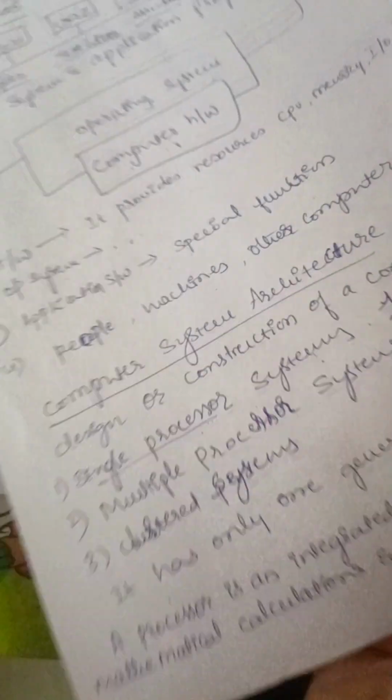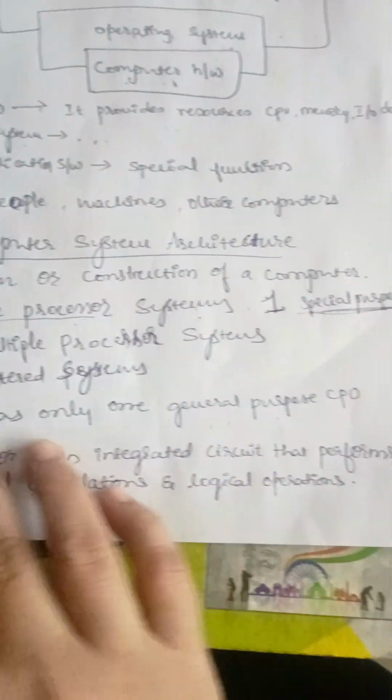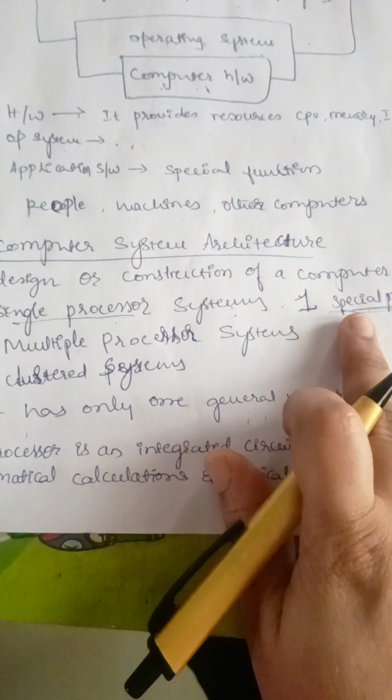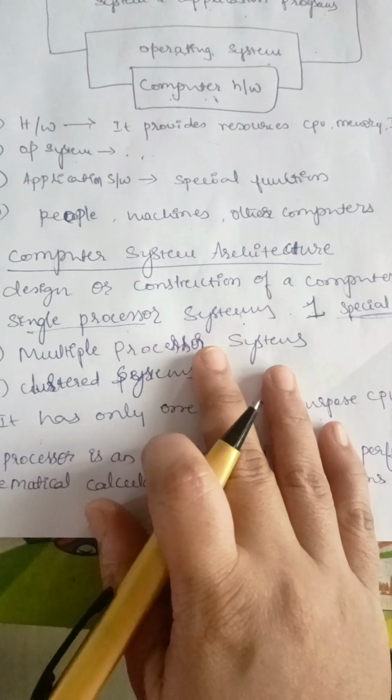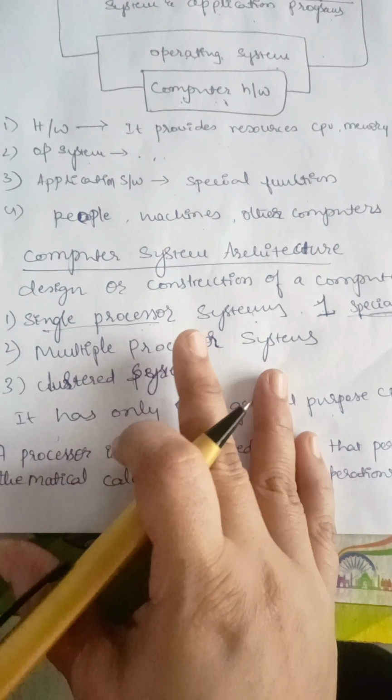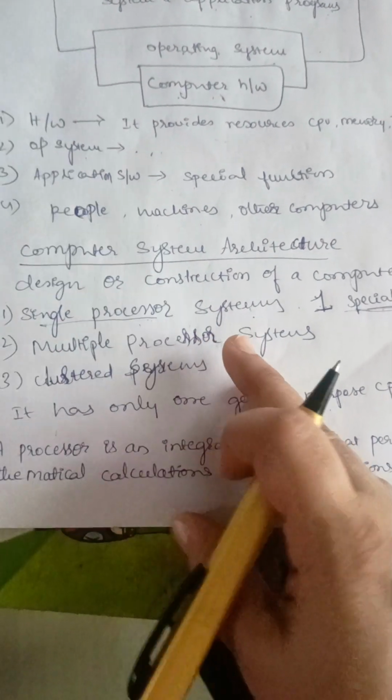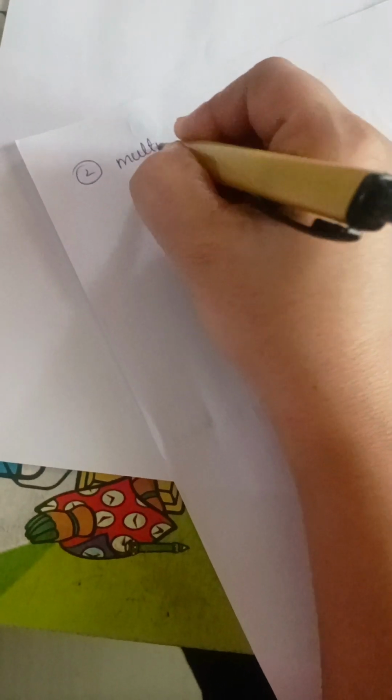The second one in the computer system architecture, or design. Architecture means the design of a computer system. The first design is the single processor, which means only one general purpose processor will be there. It will take care of everything, and only that processor will do all the work. Next, the multi-processor system.